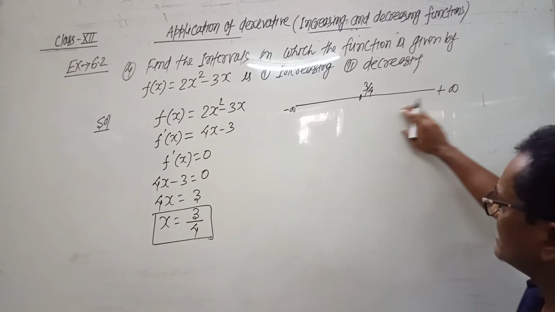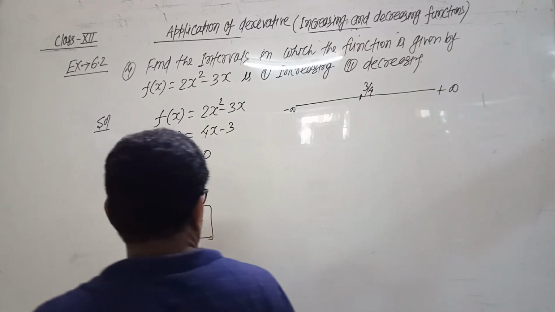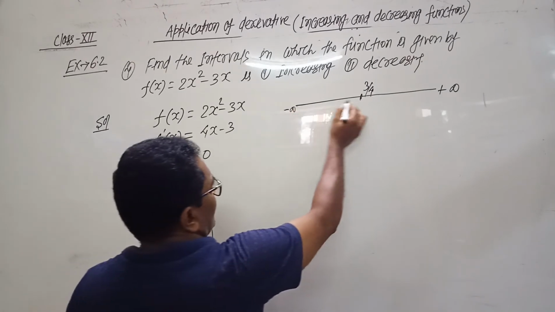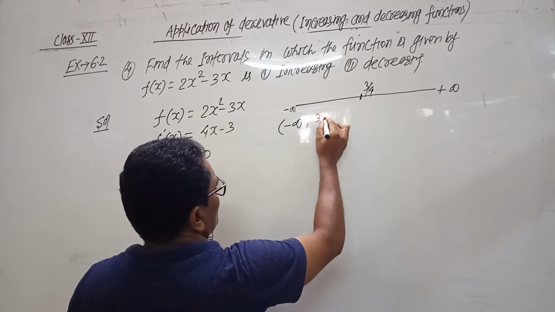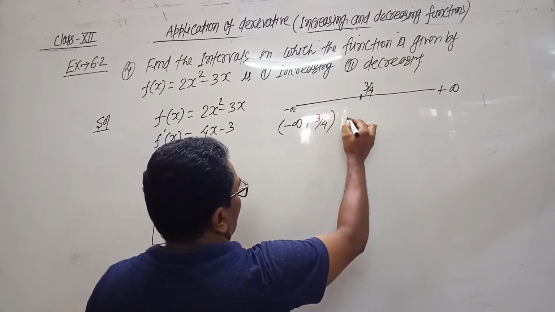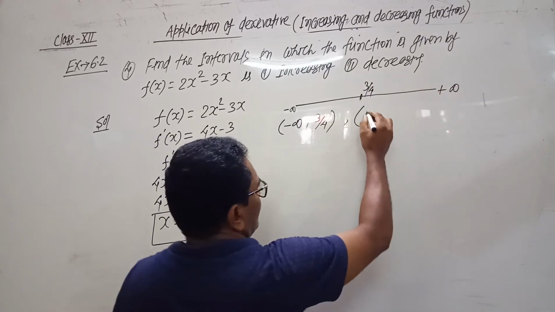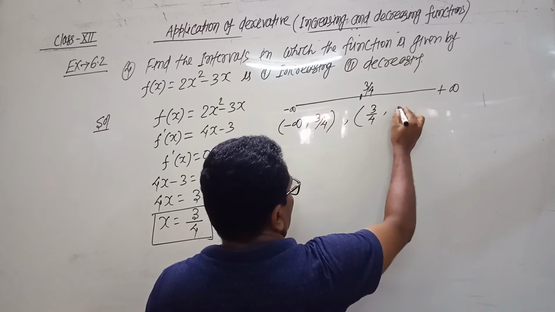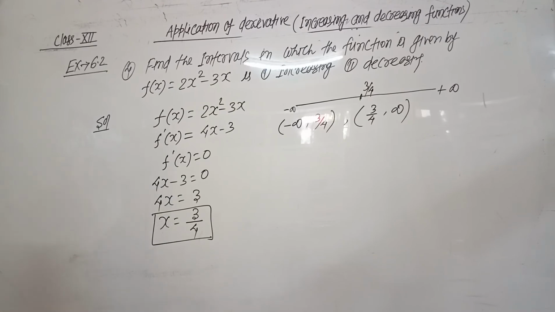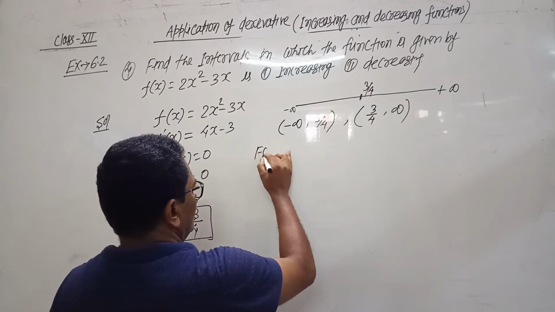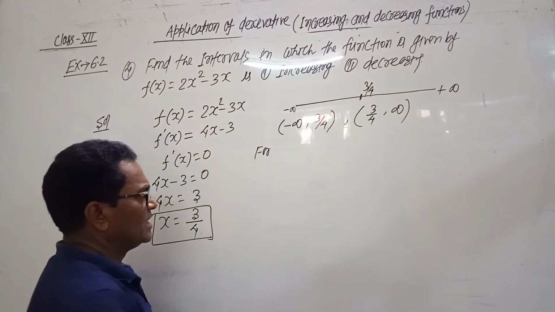Now divide the interval into segments. So the first interval is from minus infinity to 3 by 4 and the second interval is from 3 by 4 to infinity. We get the two intervals, minus infinity to 3 by 4 and 3 by 4 to infinity. Now take both the cases one by one.